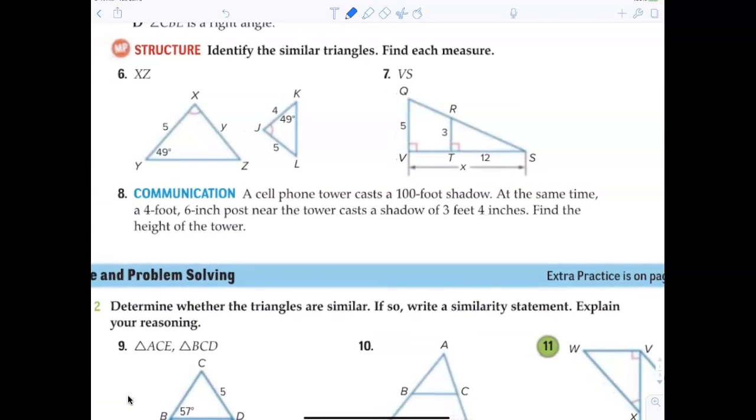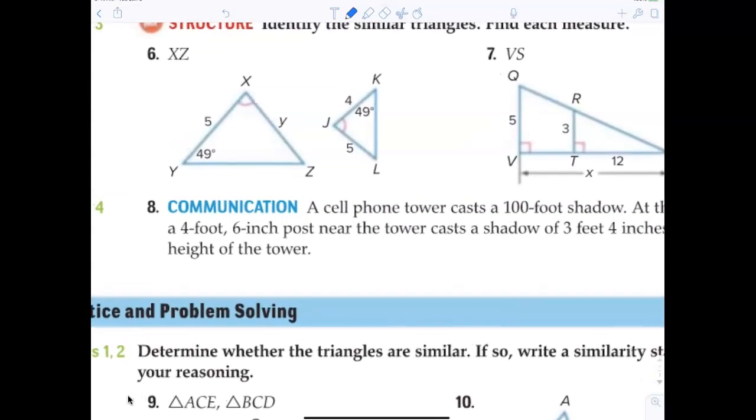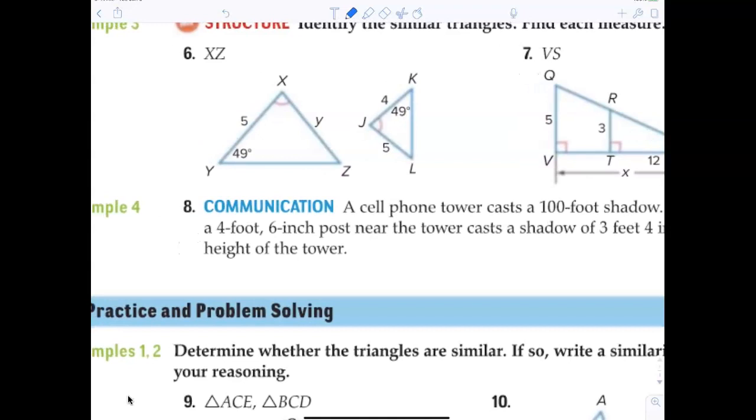All right. Now, I think part of the IXL was writing the similarity statement. So we know these are similar, right? Now I like to write them in alphabetical order. It's not really that big a deal. But we would say triangle XYZ is similar to triangle. Now X corresponds to what? J. Y corresponds to K. And Z corresponds to what? Yeah. All right, I'm pretty happy with that.